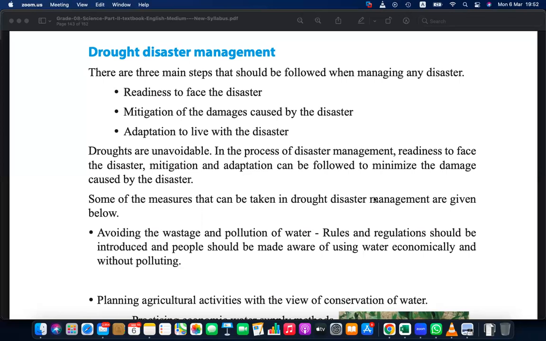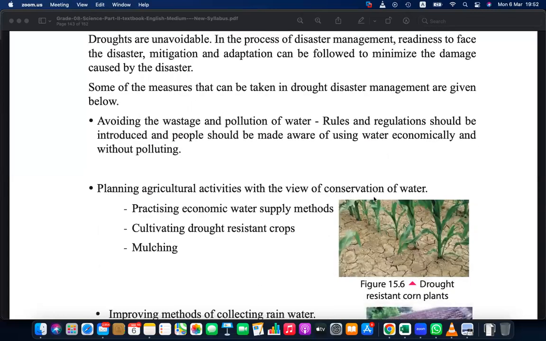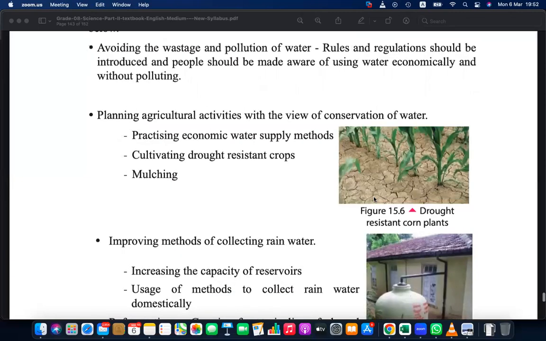Okay, so since this is unavoidable anyway, we have to plan and we have to avoid wastage and pollution. Water pollution is also a problem. Not only wastage; if water gets polluted, we cannot use the water that we have. That can even be a problem, right? So pollution can reduce it.